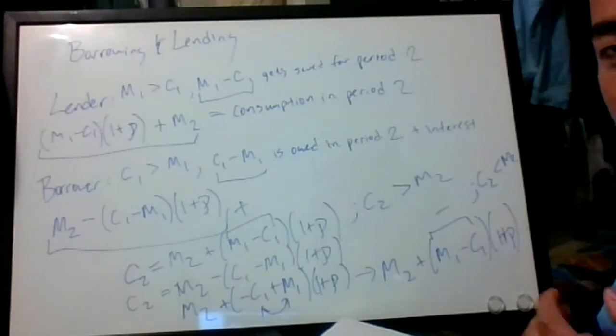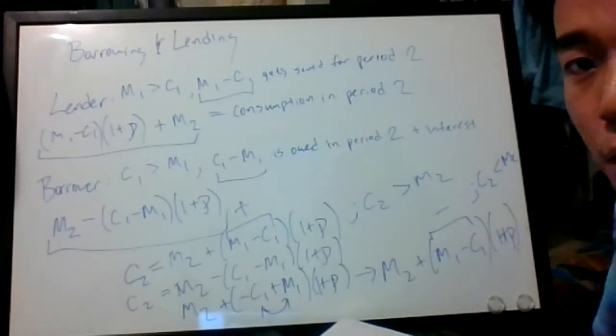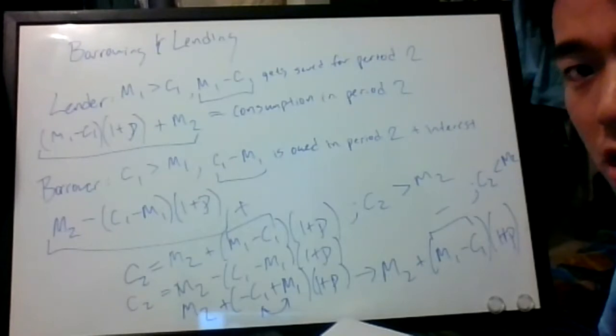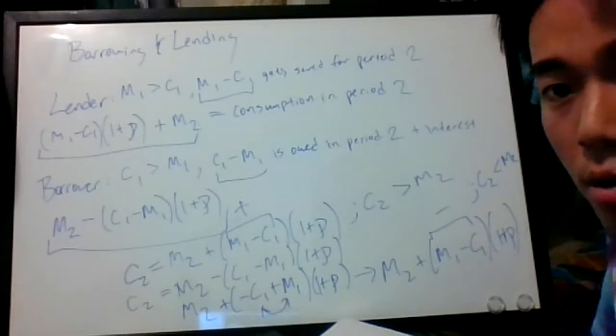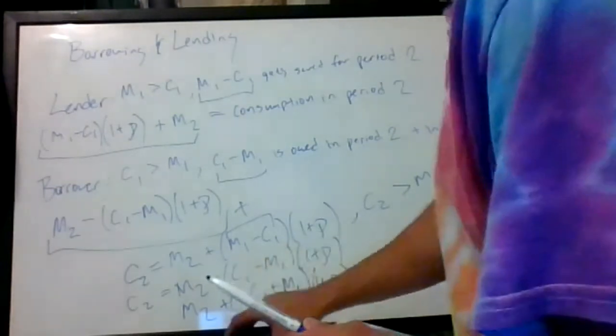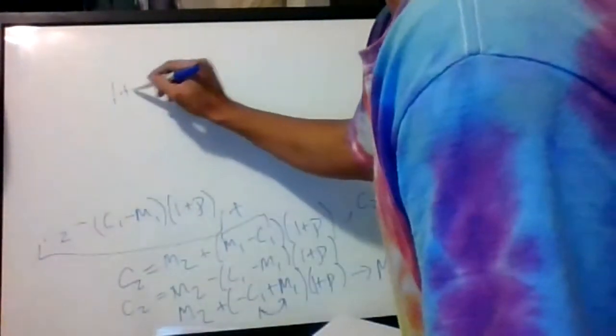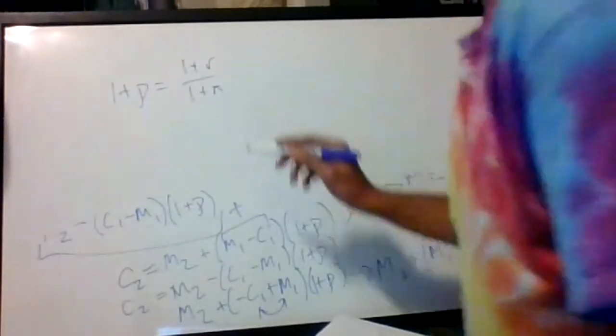But I kind of want you guys to get familiar with the fact that we do use rho, because in most problems, we're going to assume that there's going to be some value of inflation that we're going to be dealing with. So, to erase some of this stuff and show you guys again: 1 plus rho equals 1 plus R over 1 plus pi.